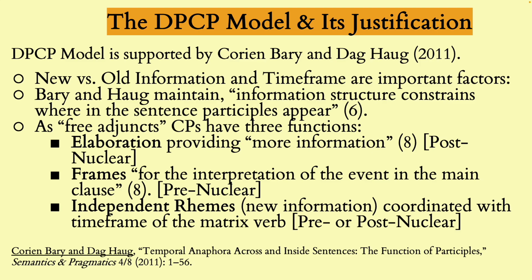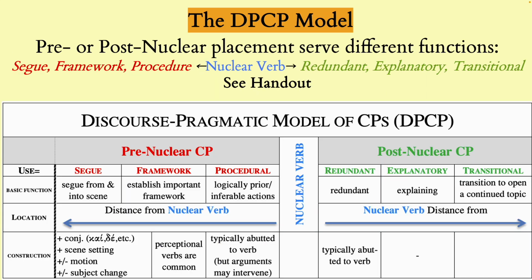Also, I found Barry and Haug's article looking at participles from information structure. They look at old versus new information and time frame, and they maintain that information structure constrains where in the sentence participles occur. They talk about CPs as free adjuncts, which elaborate, either provide more information or provide frames, or act as independent rhemes. Okay, so I'm starting to get confirmation of this model from different sources.